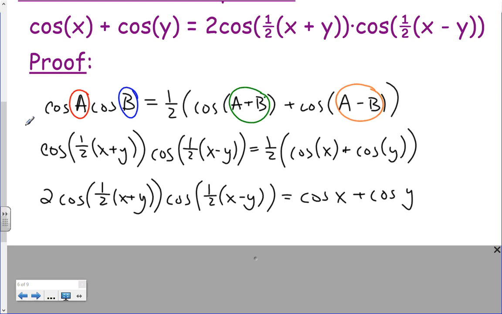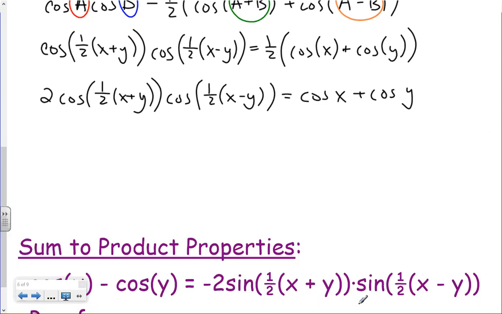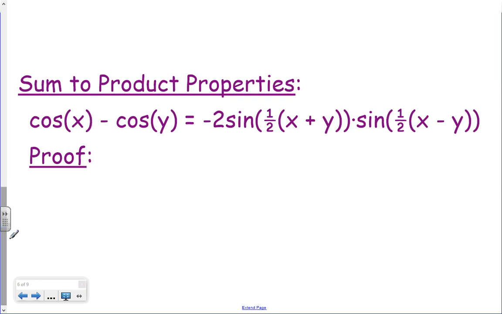I can rewrite cosine of x plus cosine of y as 2 times the product of 2 cosines. Similarly, we can do the same thing here with a sum to product property for the difference of 2 cosines. Again, for the proof here, just see above, the same process that we just went through is the same technique you're going to use here. Replace the a and the b with what we calculated up above, replace the a minus b and the a plus b with what we initialized for x and y, and substitute.